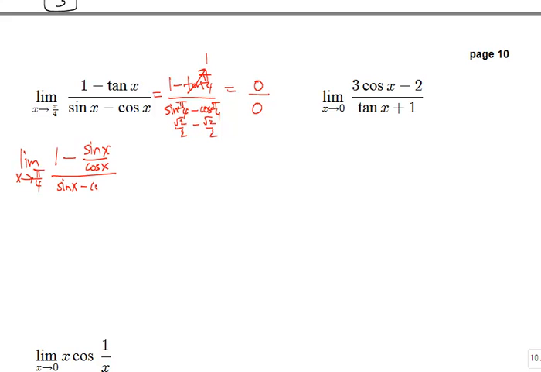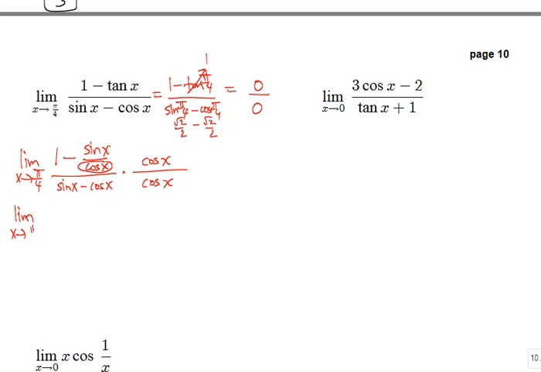Now that doesn't seem to help too much because now we have a fraction within a fraction. We have a complex fraction. But that's actually good news for us because we have a strategy for how to deal with complex fractions, and that's to multiply this by a common denominator. And the only common denominator that I have here, the only denominator that I have, is this cosine x. So we're going to multiply the top by cosine x and the bottom by cosine x.